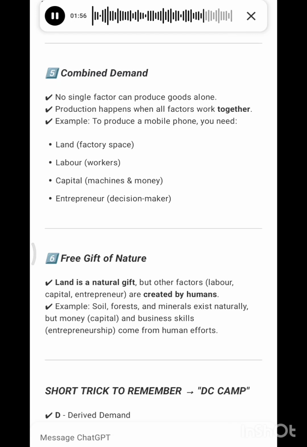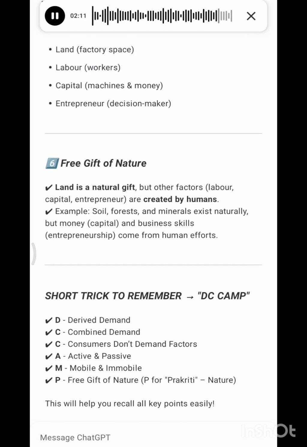Land is a natural gift, but other factors, labor, capital, entrepreneur, are created by humans. Example, soil, forests, and minerals exist naturally, but money, capital, and business skills, entrepreneurship, come from human efforts. Short trick to remember, DC camp. Derived demand, combined demand. Consumers don't demand factors. A, active and passive, mobile and immobile. Free gift of nature, nature. This will help you recall all key points easily.